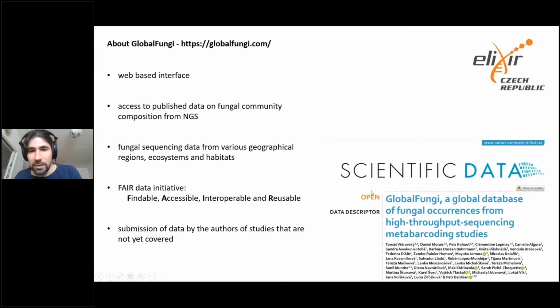We published it in the Scientific Data journal, and you can see that there was a really huge number of people on the paper. Most of them were collecting data, helping with curation, because we went through all the studies and manually curated them.